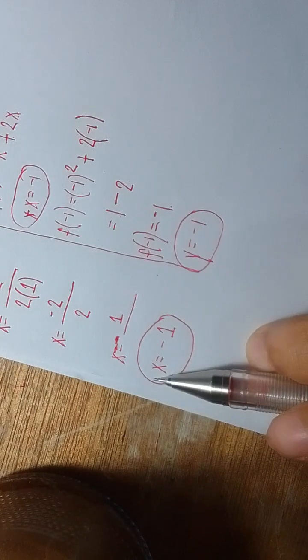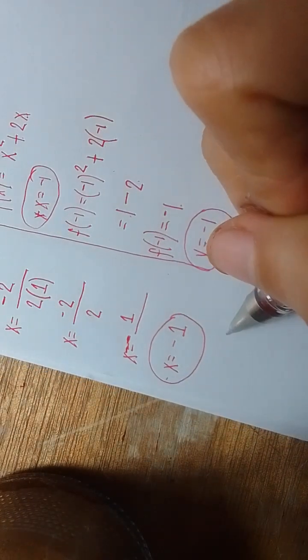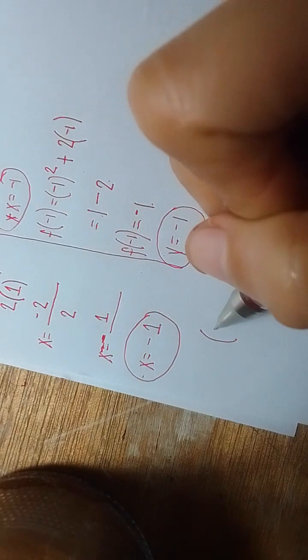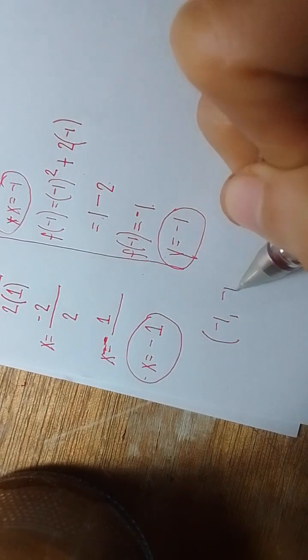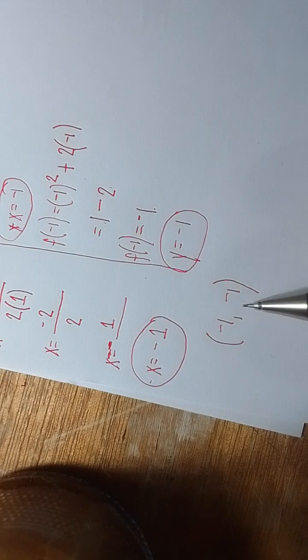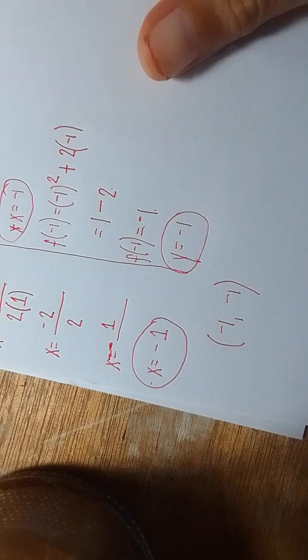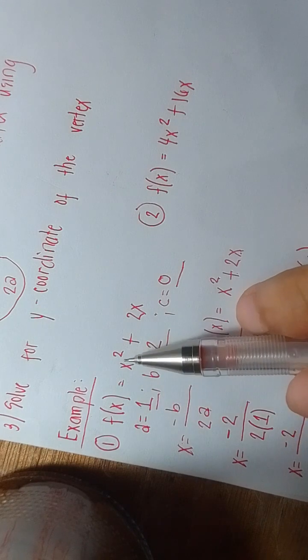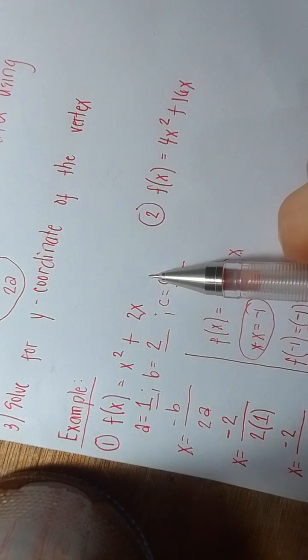So, we have the x coordinate and the y coordinate. So, what we can write in coordinate form is negative 1, negative 1. That is your vertex. You have found the vertex of the given function x squared plus 2x.